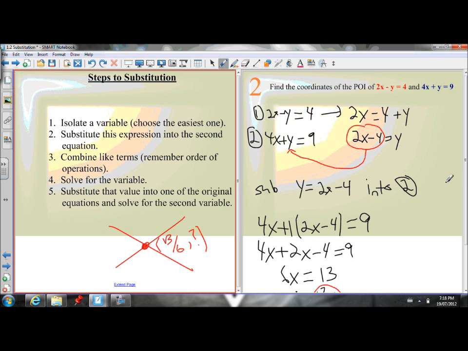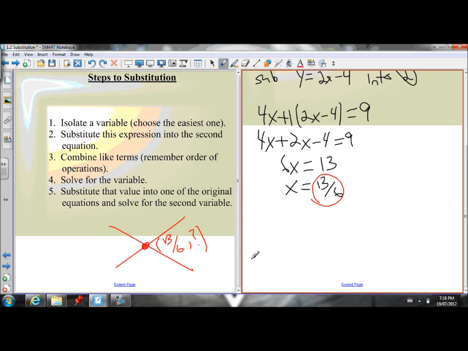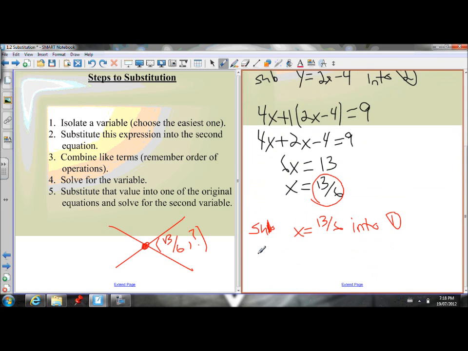Okay, I'm going to plug it into the first one just because it's smaller numbers, it'll be easier to work with. So sub x equals 13 over 6 into the first equation. Okay, my first equation tells me that 2x minus y equals 4. So 2x minus y equals 4.